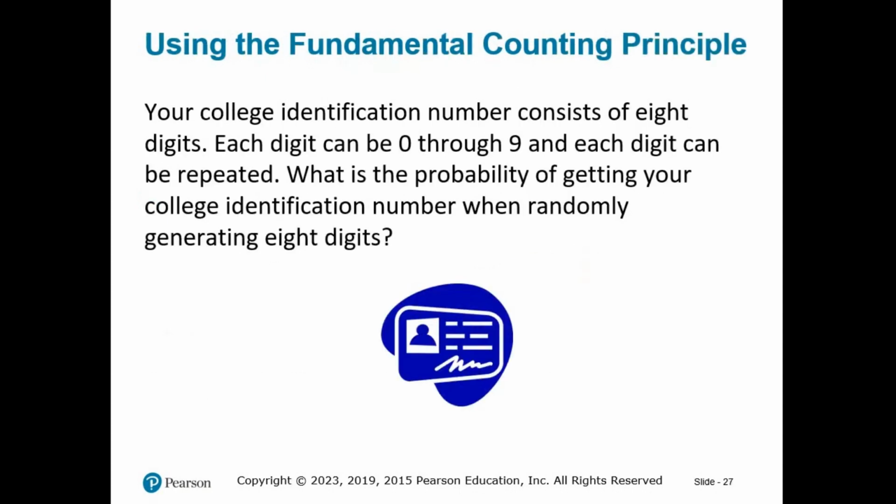Let's practice using the fundamental counting principle one more time to make sure we understand how it works. Your college identification number consists of 8 digits. Each digit can be 0 through 9, and each digit can be repeated. What is the probability of getting your college identification number when randomly generating 8 digits? Pause the video and see if you can come up with a solution using either classical, empirical, or subjective probability.